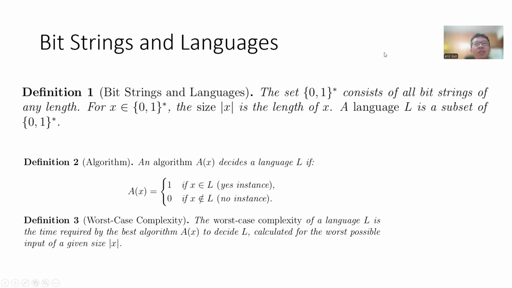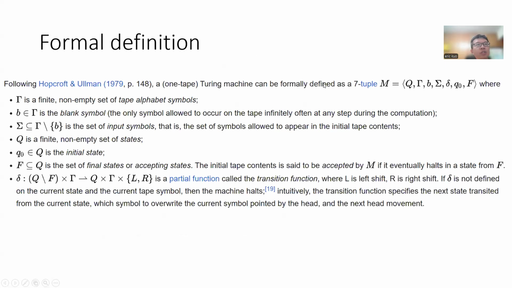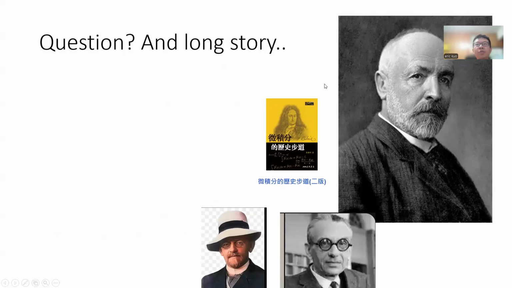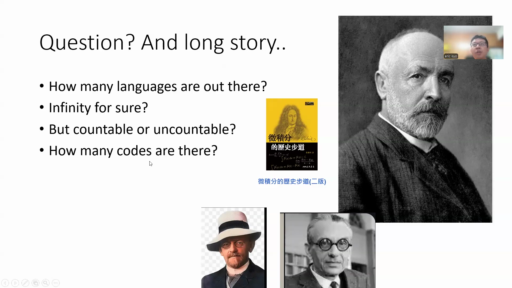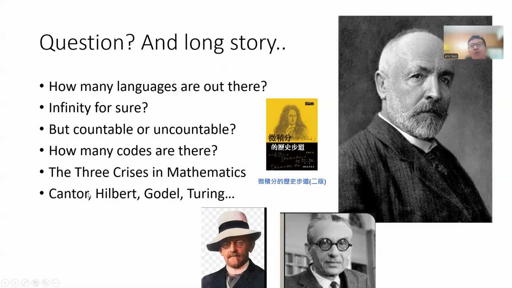Once people defined these languages and Turing machines, there's a long history, a long story behind this connected to pure mathematics. For example, you can ask how many languages there are, and it's infinite for sure, right? But in mathematics there's countable and uncountable, and it's easy to show that the number of languages is uncountable. You can also ask how many codes, how many algorithms, how many classical Turing machines there are, and it's countable. This is related to the three classes in mathematics. You can try to find the history, and it involves some very big names like Cantor, Hilbert, Gödel, and Turing.